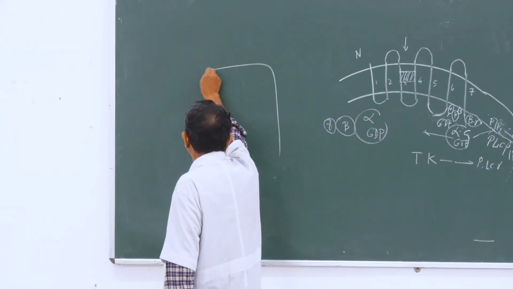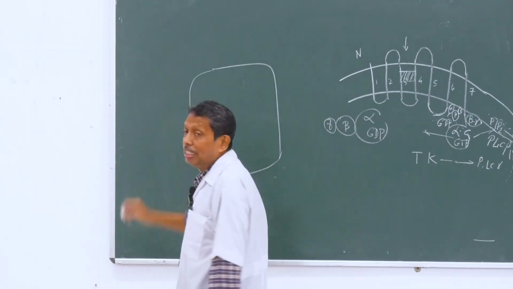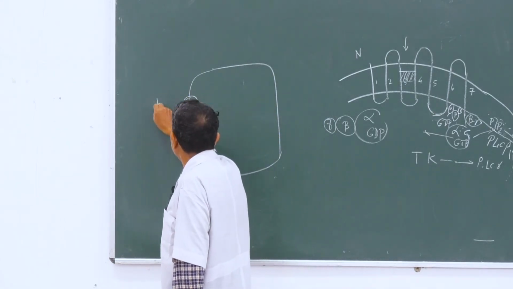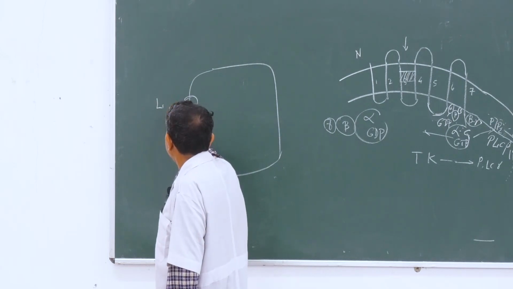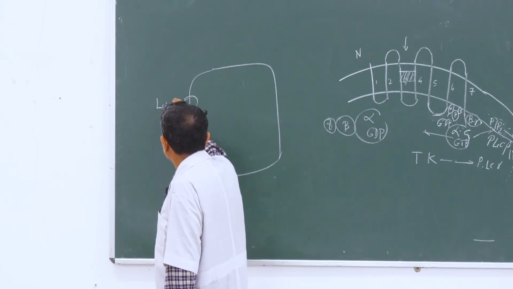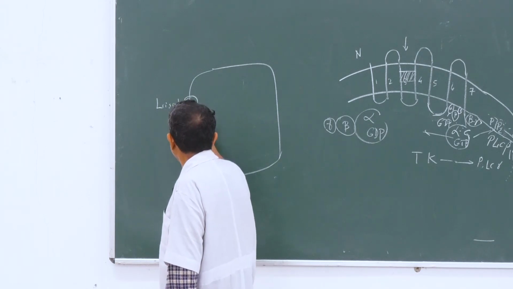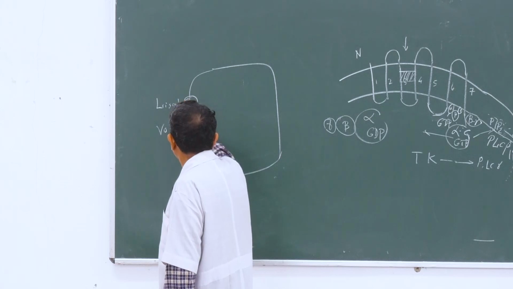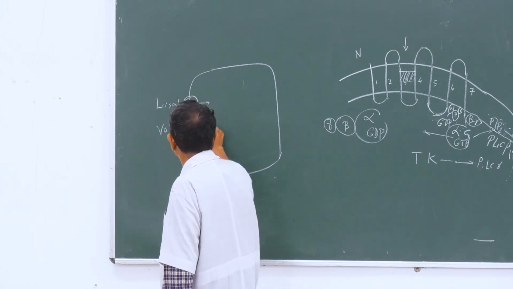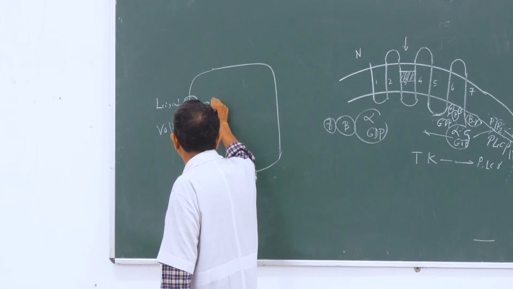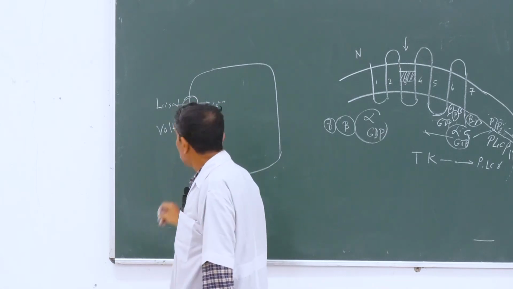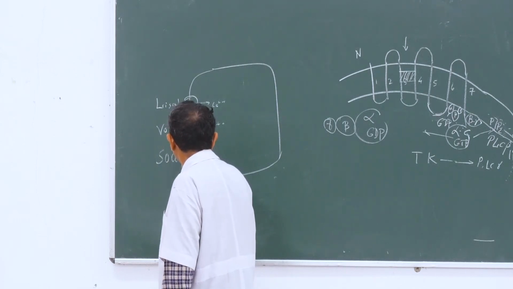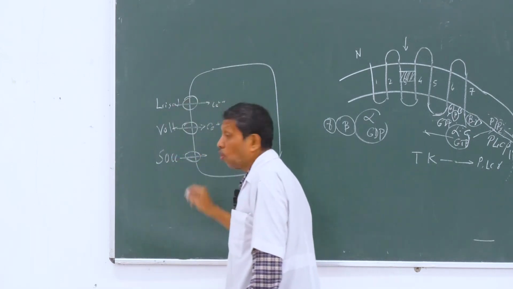So in the cell, one side is given the different types of calcium channels. Suppose this channel is the ligand gated channels. Some are voltage gated channels. And also SOCC, store operated calcium channel. Store operated.